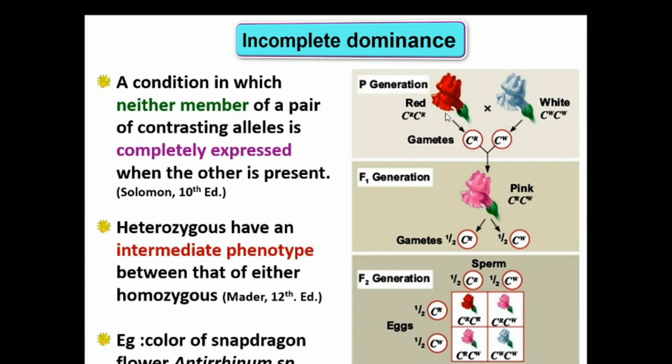Because the parents have the red and also the white flower, but when we cross these red and white parents together, they will result in pink color offspring in their F1 generation. Because of the mixture between the red and white color, they will get the pink color. So that is what is meant by the intermediate phenotype between that of either of the homozygous.